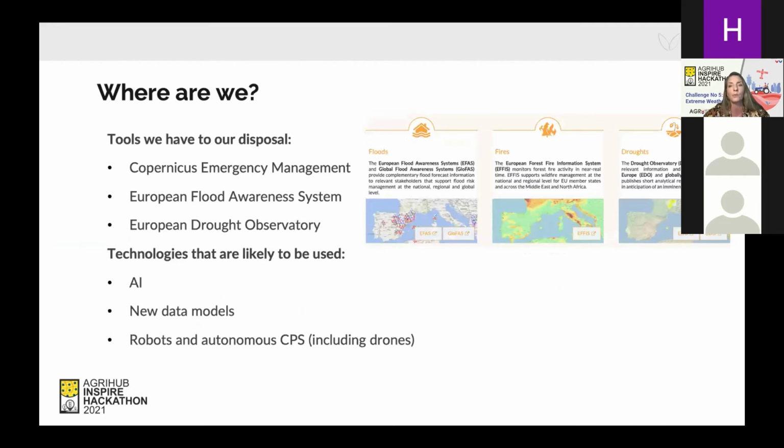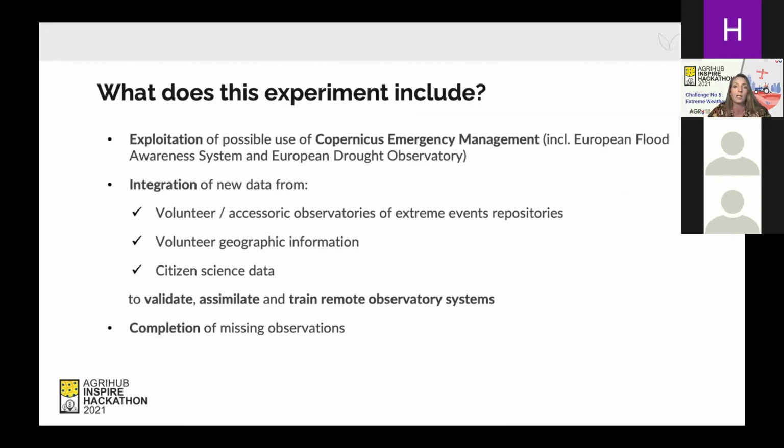Which tools do we have at our disposal? You are, of course, well aware of the Copernicus possibilities. There is an emergency management service, a flood awareness system, and a drought observatory that can be found on the website of the Copernicus emergency management system. But we would like to enrich this publicly available data with new tools based on artificial intelligence, new data models, possibly new hardware like robots, including drones, and sensors, and also other data that can be collected from volunteer or accessory observatories, from citizens, and from volunteered geographic information.